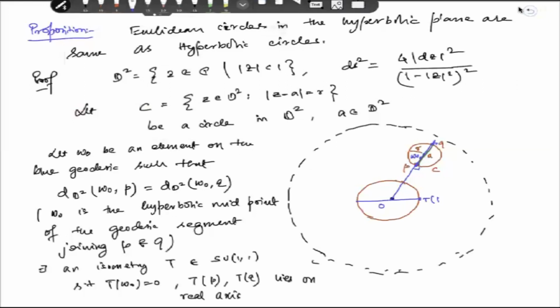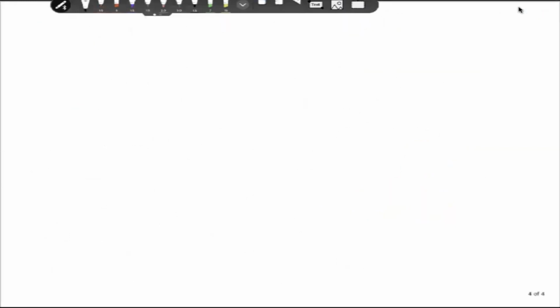So this point, let us take it to be T of P, and this point, let us take it to be T of Q. So this geodesic segment from P to Q is getting transferred by the isometry to this geodesic passing through this O.